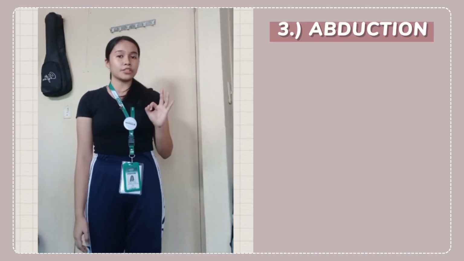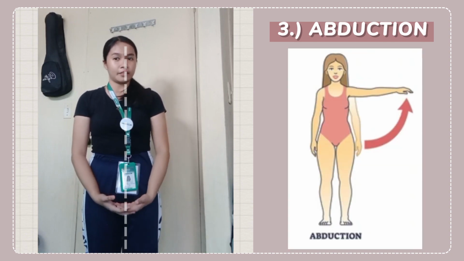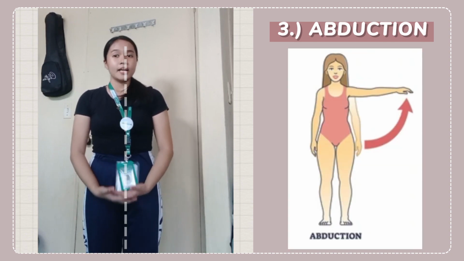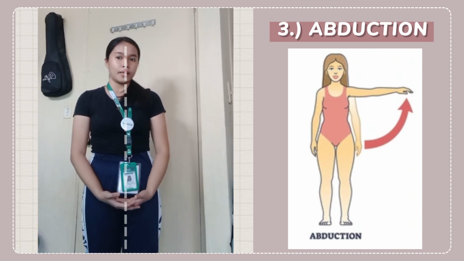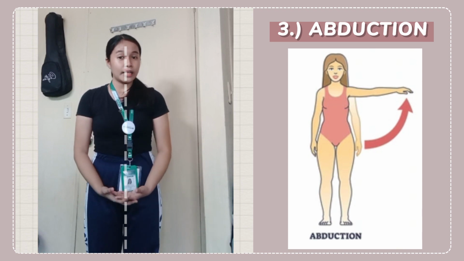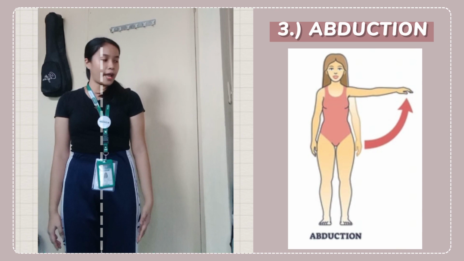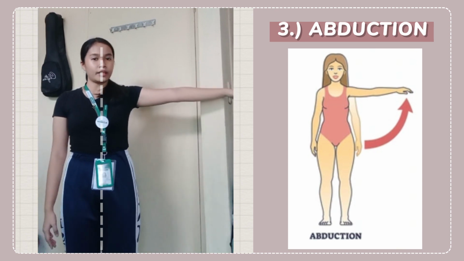Third is the abduction. It is a movement of the limb away from the midline or away from the median plane of the body, generally on the frontal plane, or the fanning movement of fingers or toes when they are spread apart. So the key term to this is away. So from this, your hand will move this way.